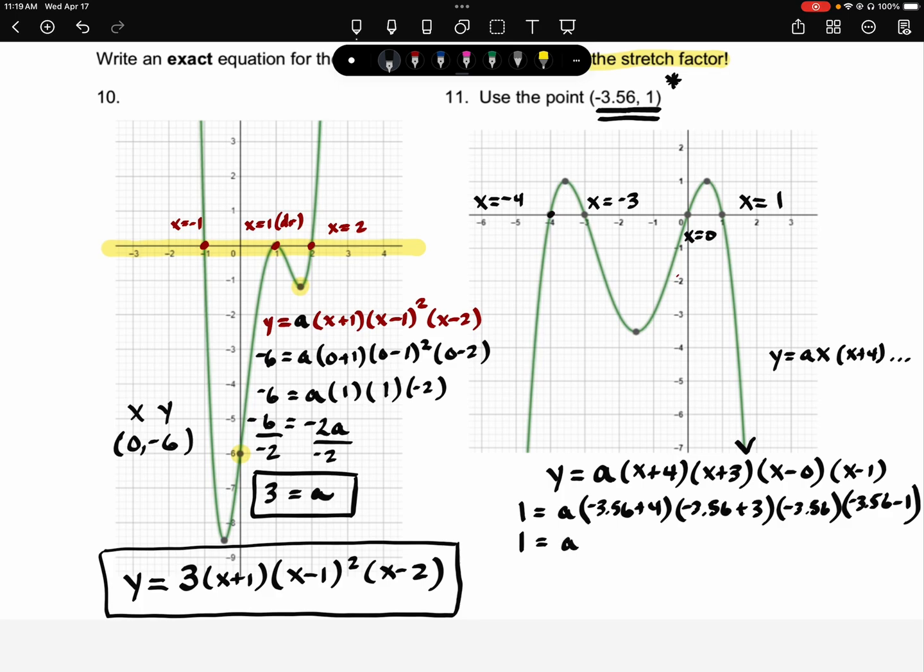1 equals a times, let's see, this one is going to end up being 0.44. The second one will be -0.56. The third one is -3.56. And the last one looks like it's -4.56. And now you're probably going to want to get out your calculator to do that calculation. I'm going to do mine off screen here. I'm going to multiply mine real quick. So bear with me for one second.